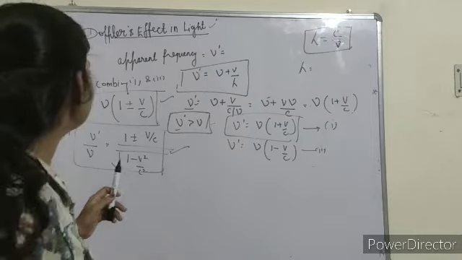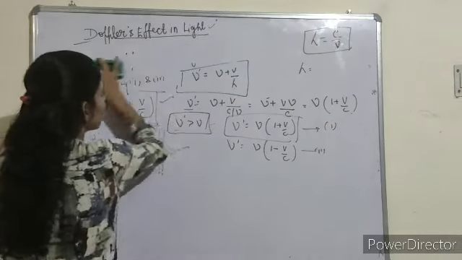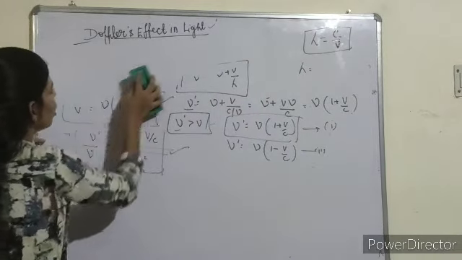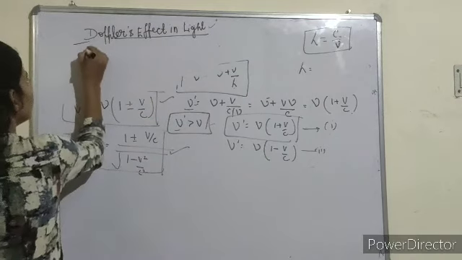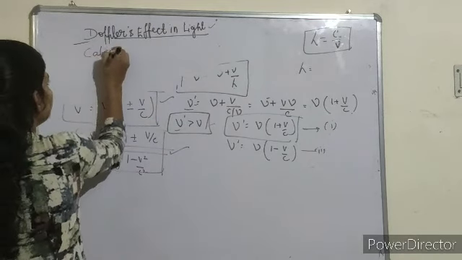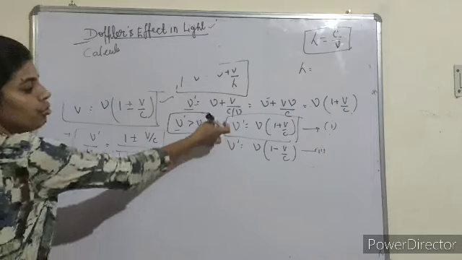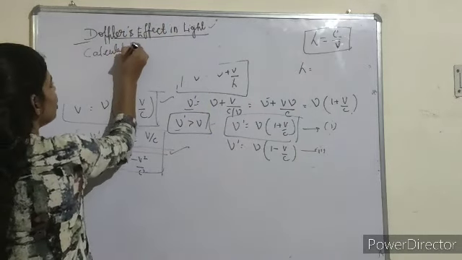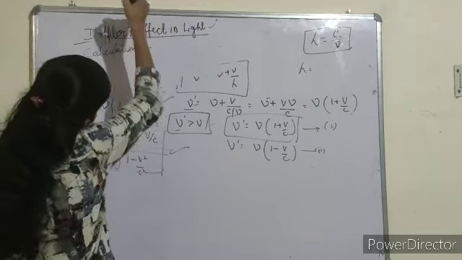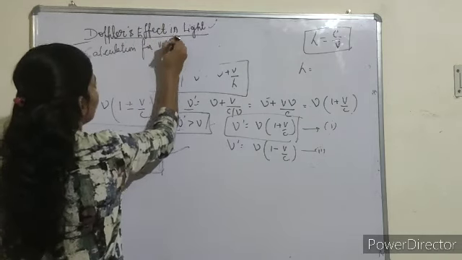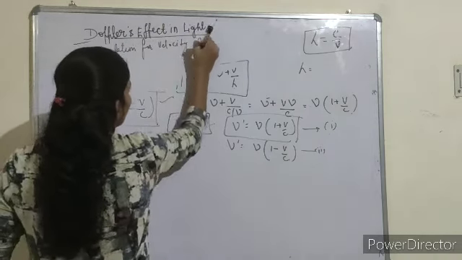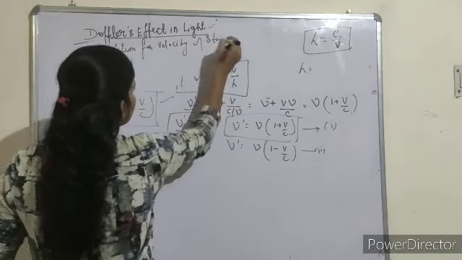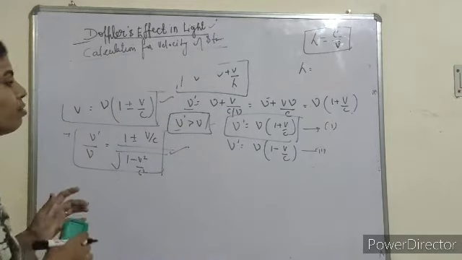We can calculate one more thing: the velocity of the star. This was the calculation for apparent frequency. Now the calculation for the velocity of star. कैसे हम velocity of star find out करेंगे?